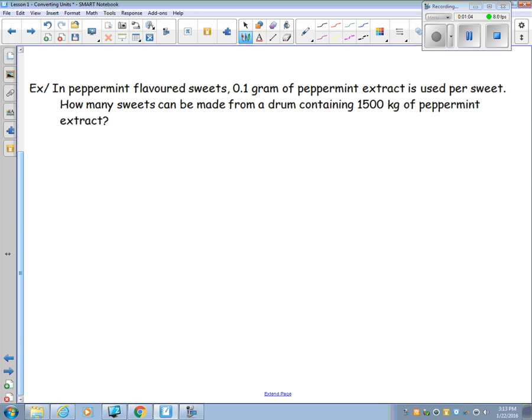we're talking about grams of peppermint extract used to flavor some sweets. Our drum has 1,500 kilograms of extract. Each sweet has 1.1 grams, and we need to figure out how many sweets you can make. We need a consistent unit here, so the easiest way to start this might be by turning our kilograms into grams.